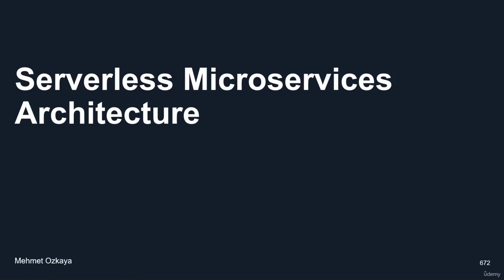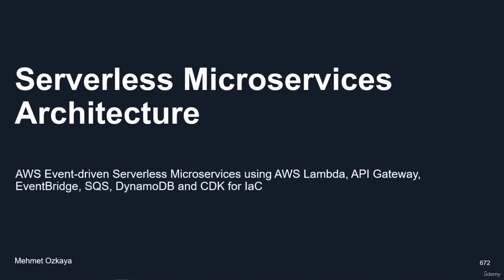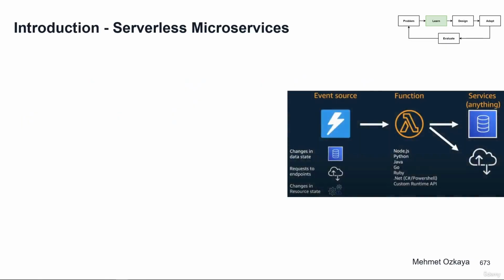In this section, we are going to learn serverless microservice architecture and see an example implementation using AWS event-driven serverless microservices, using AWS Lambda, API Gateway, EventBridge, SQS, DynamoDB, and CDK for infrastructure as code. So let me give some brief information about serverless microservices.